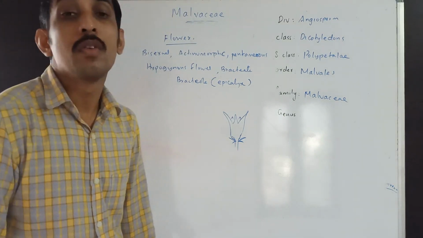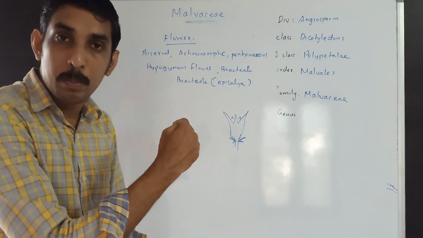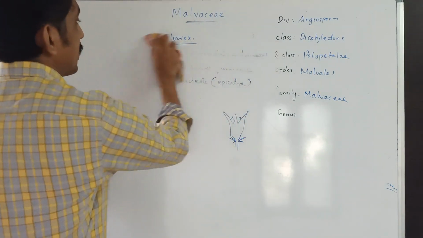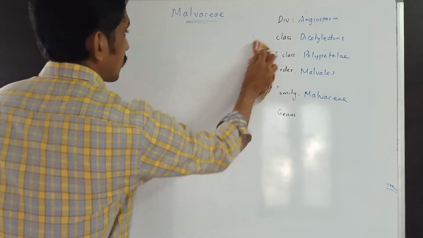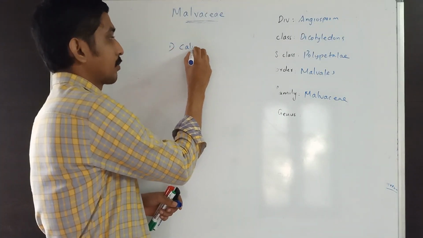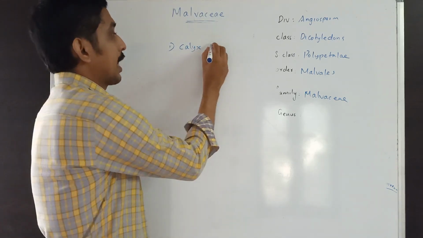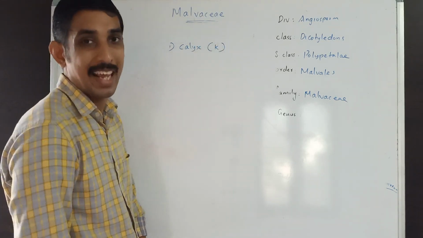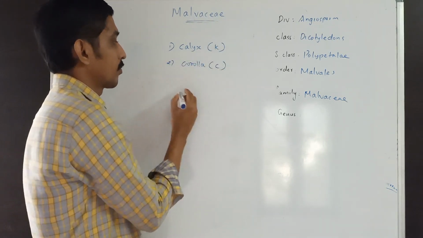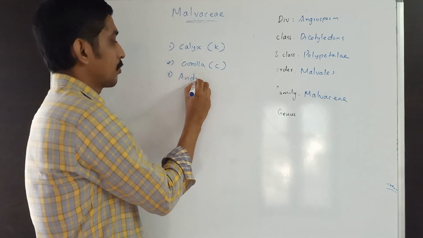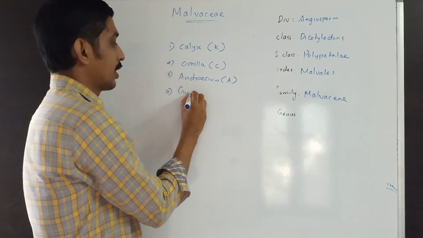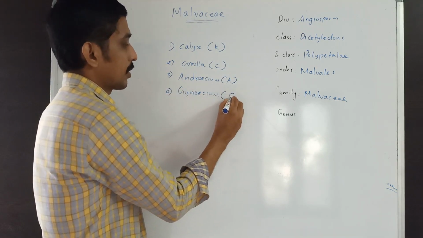Now we need to study the different floral appendages. When we move into the floral appendages, the floral appendage consists of a calyx. We represent calyx in the form of K. The second one is called corolla, C. The third one is called androecium. The fourth one is called gynoecium, represented as G.